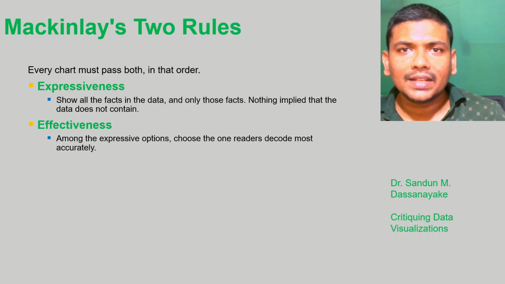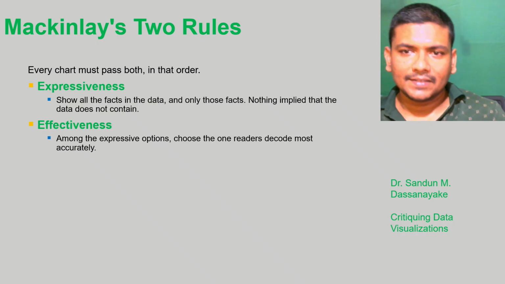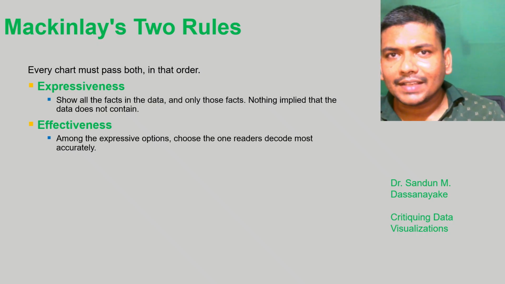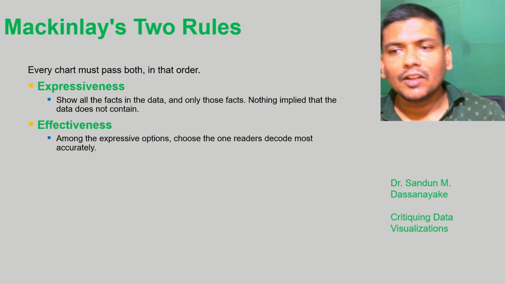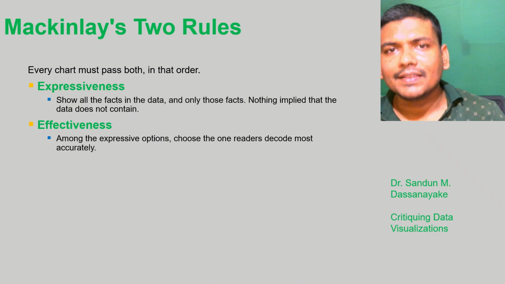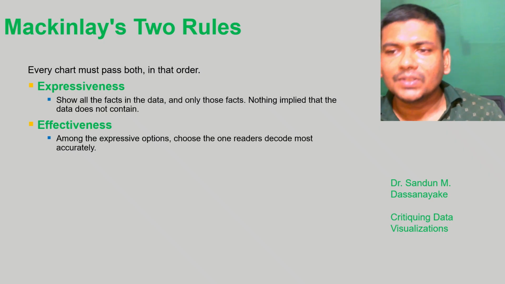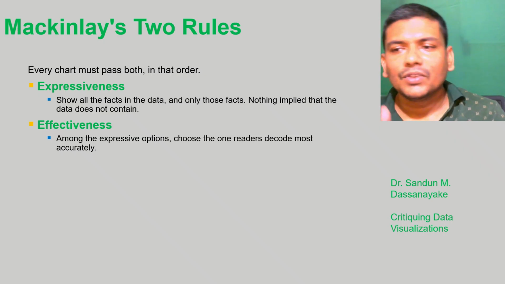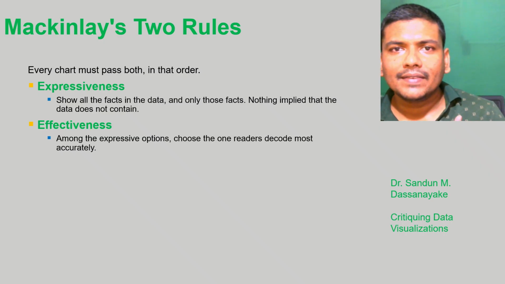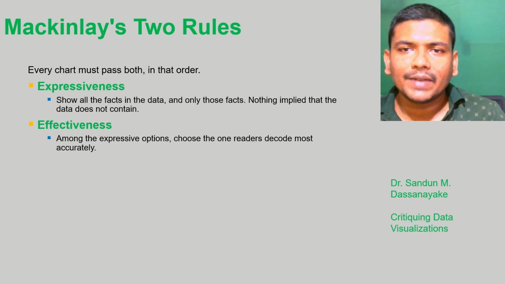Effectiveness is a quality condition. Among the truthful options, which one do people read best? You apply them in sequence. An inexpressive chart cannot be rescued by being pretty or by being easy to read. If anything, reading a falsehood quickly is worse. So when you critique, always settle the first question before you spend any breath on the second.